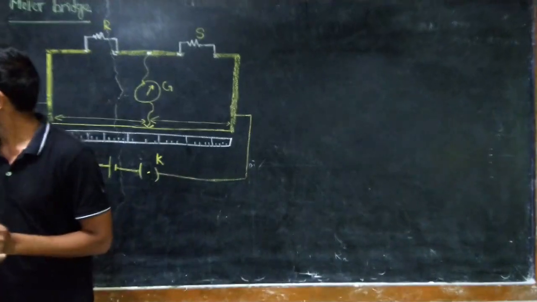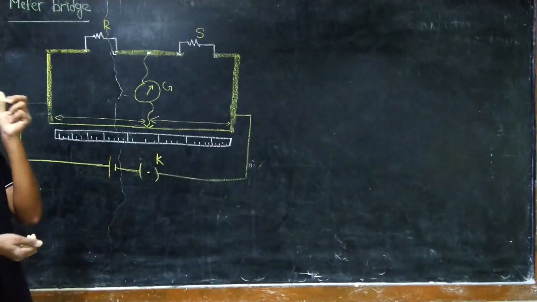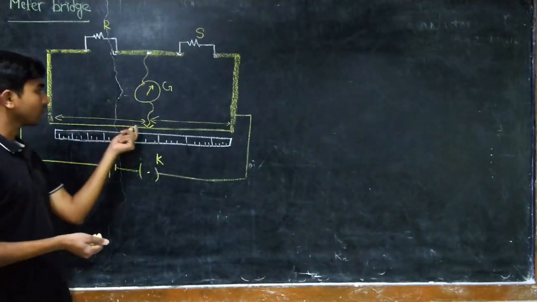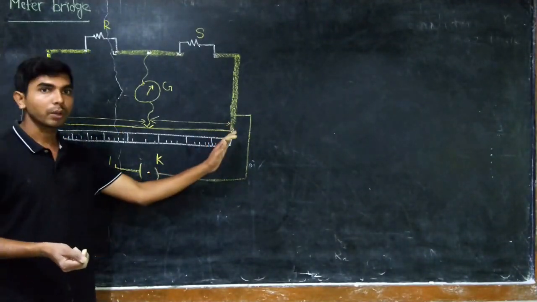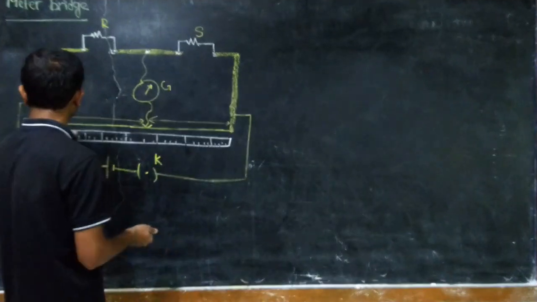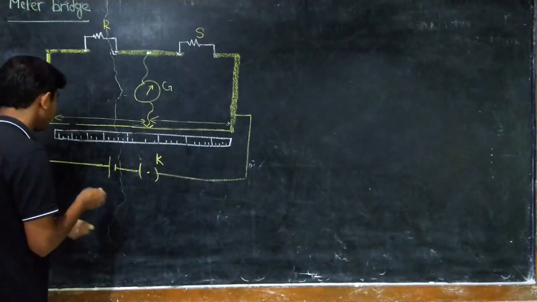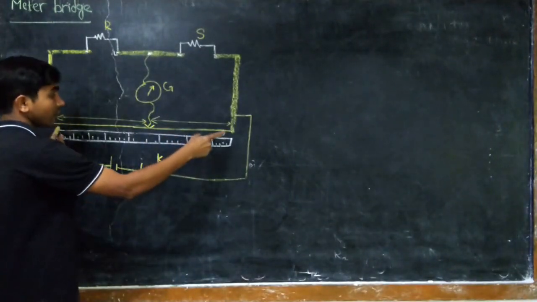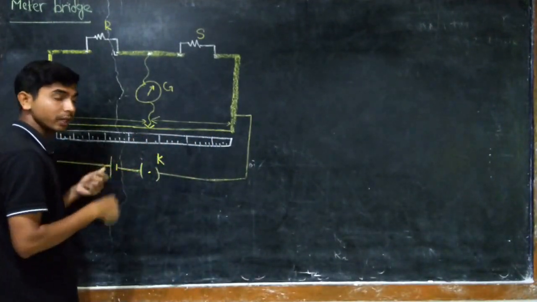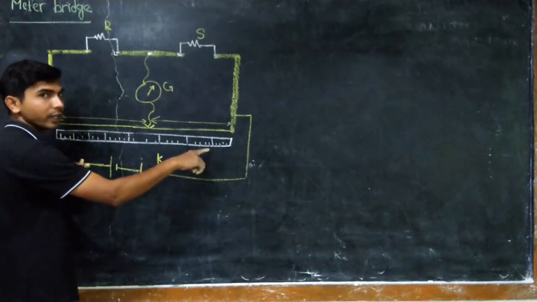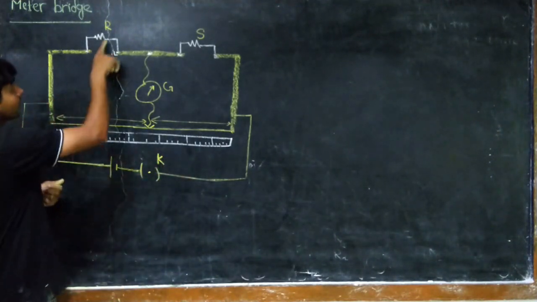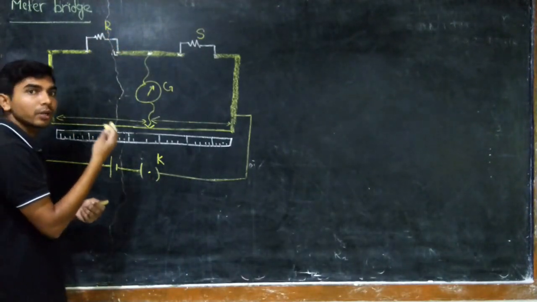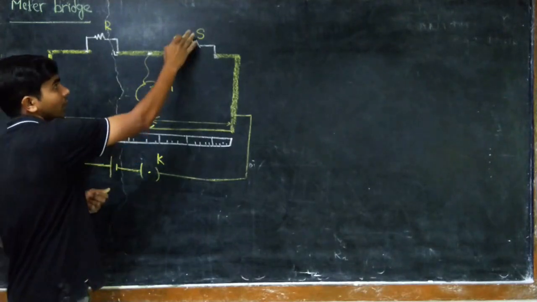Next I'm going to discuss the meter bridge, okay? It is known as a meter bridge because in this one, this wire has a length of 1 meter. This is a thin wire, and this thin wire has a length of 1 meter. That's why it is known as a meter bridge. And this is your scale, and this is the unknown resistor. We are going to find the value of the unknown resistor with the help of a known resistor.